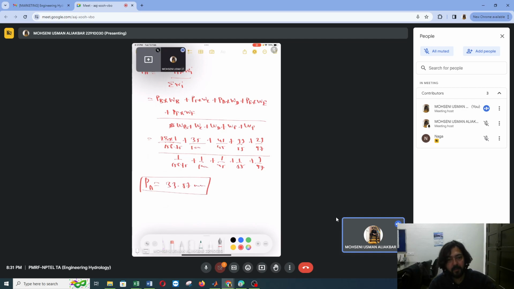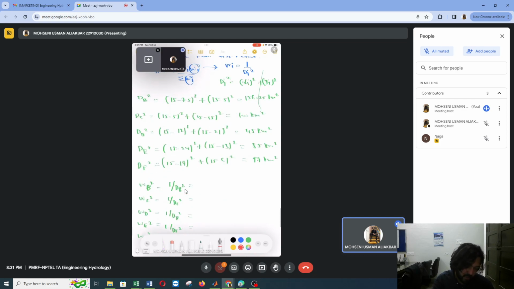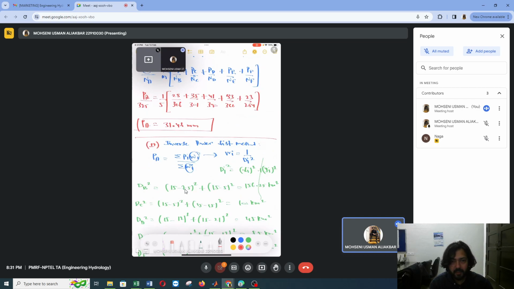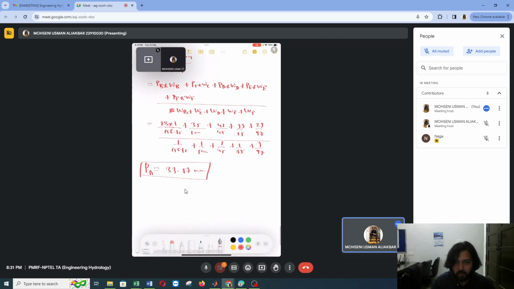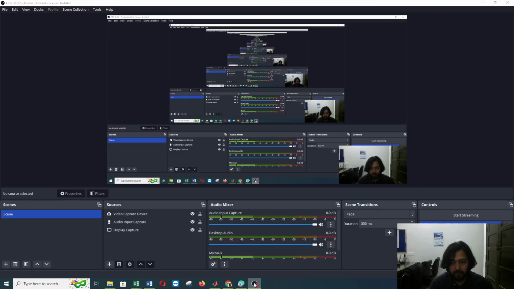So now we have calculated the missing value using both approaches, that is the inverse distance square method and also the normal ratio method. Using inverse distance the answer is 33.87 mm, and using normal ratio method the answer is 31. There is only a difference of 2 mm, so it is quite close. In this way we can calculate the missing data using either approach depending upon the given data set for a problem.